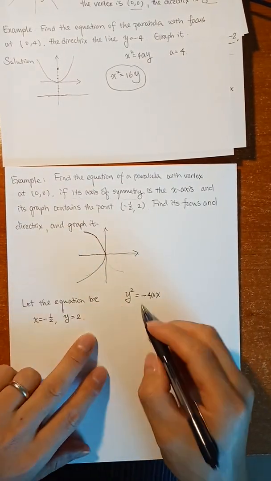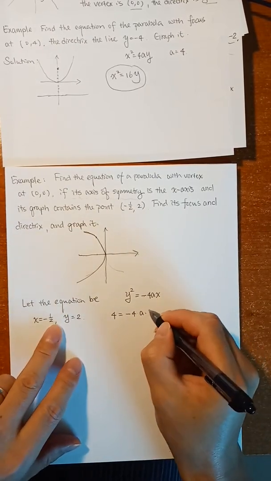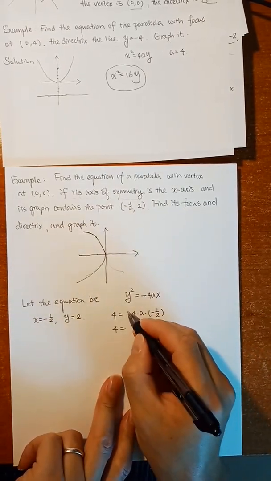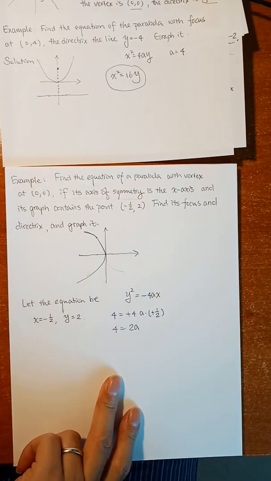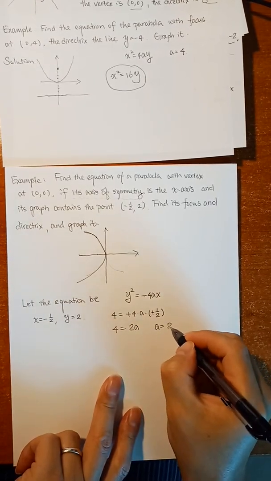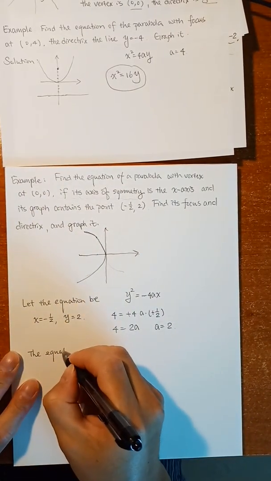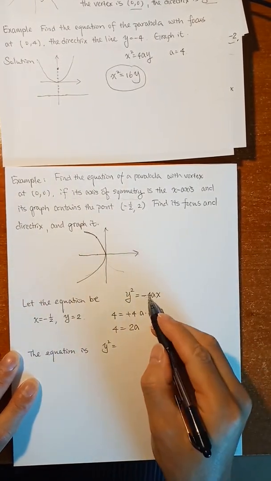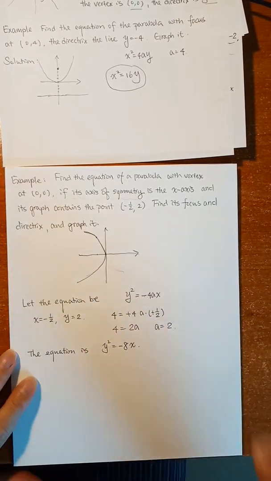So 2 squared is 4. Negative 4a, x is negative 1/2. Okay, so negative and negative cancel. 4 times 1/2 is 2, so 2a. 2a is equal to 4, so a is 2. A is equal to 2. So the equation is y squared is equal to negative 4 times 2, negative 8x. This is the equation.